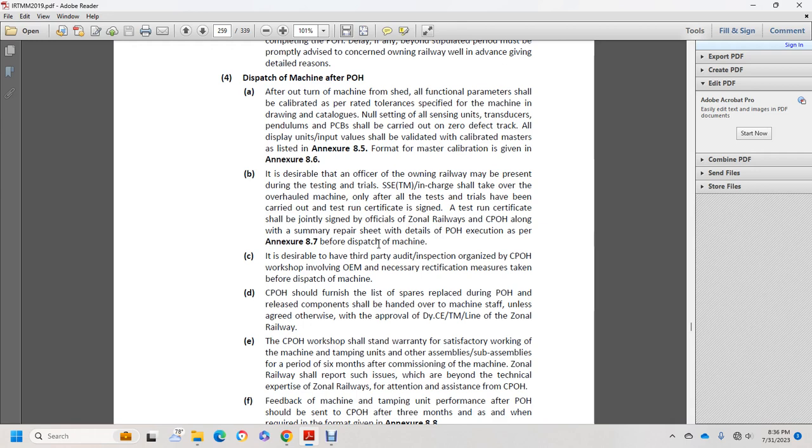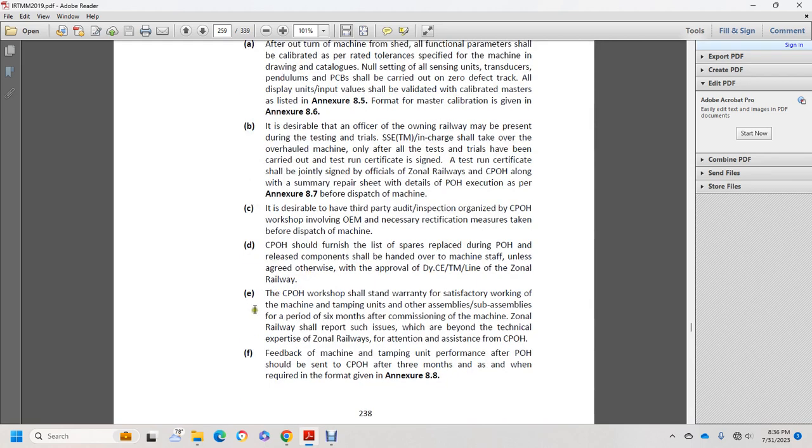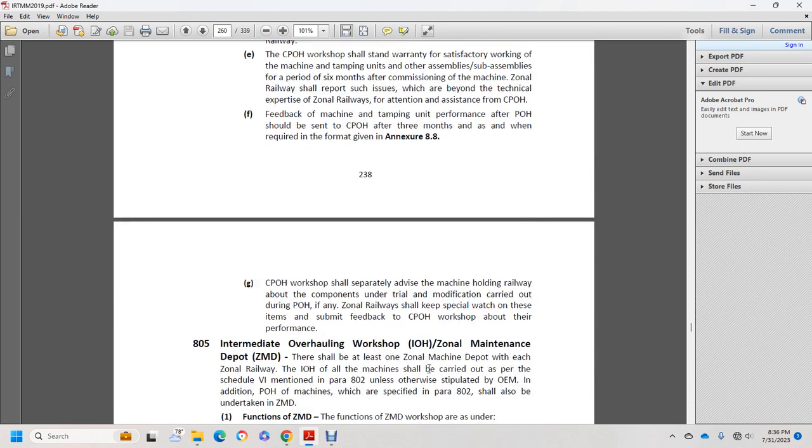The central periodic overhaul workshop shall stand in warranty for satisfactory working of the machine, tamping unit and the other assemblies, sub-assemblies for a period of 6 months after commissioning of the machine. Zonal railway shall report such issues beyond their technical expertise to the attention of the central periodic overhaul workshop. Feedback of the machine, tamping unit performance after the periodic overhaul shall be sent to the central periodic overhaul after 3 months, or as soon as required. The format is given in Annex D8D.